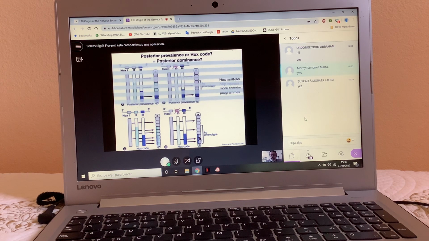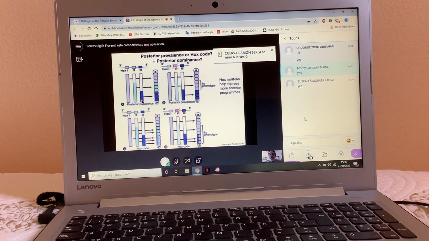Now, there is another possibility, and the other possibility is what we have here. Here we have the same pattern of expression, and the possibility is that there is certain dominance. And the idea is that posterior genes, which means genes that are more in 5' and are expressed more in the posterior part of the animal, are dominant over the other ones. Do you follow that?